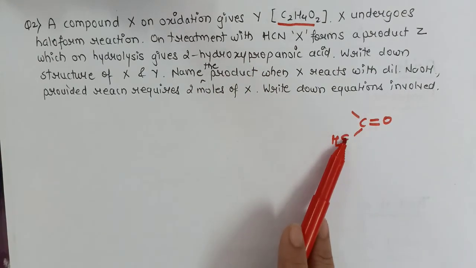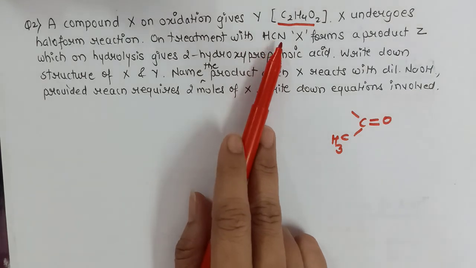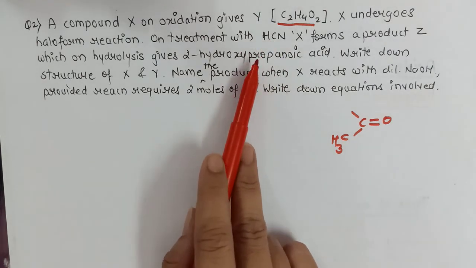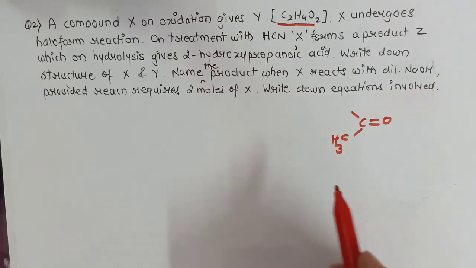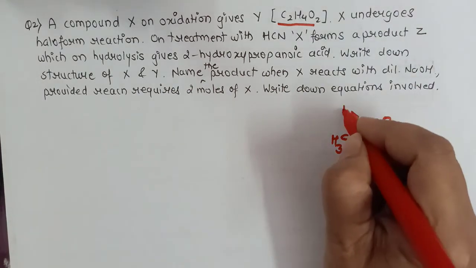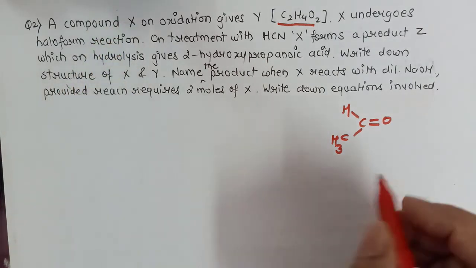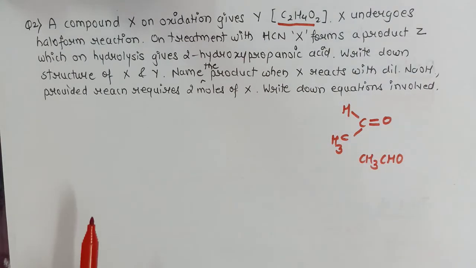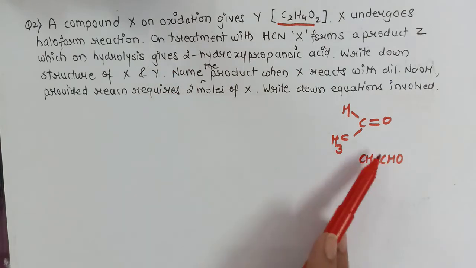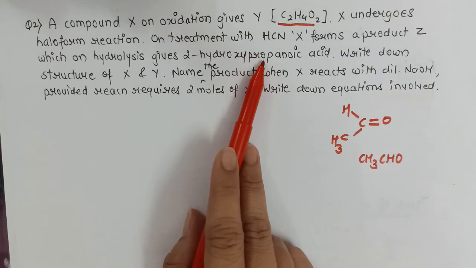Now here 2 carbon atoms are already present, and we know by use of HCN 1 carbon atom is added. So only 1 carbon atom is increased and we get propanoic acid. That means the starting reagent must contain only 2 carbon atoms, not more than that, and therefore it will be an aldehyde, and the original compound X will be CH3CHO, ethanal. So that on treatment with HCN followed by hydrolysis can give 2-hydroxypropanoic acid.